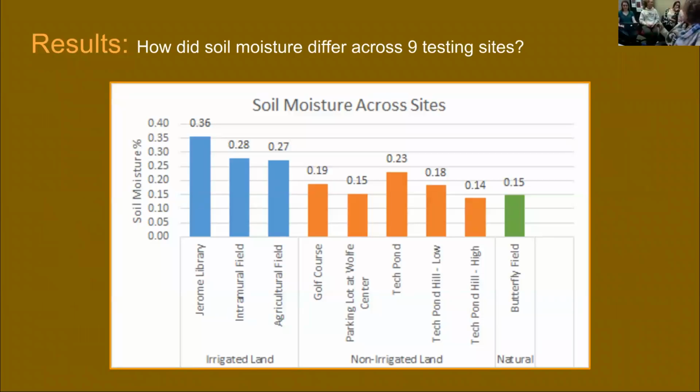Okay, so for results, let's make sure we're reporting out on the results that you collected. So this one's right? Worked out well.